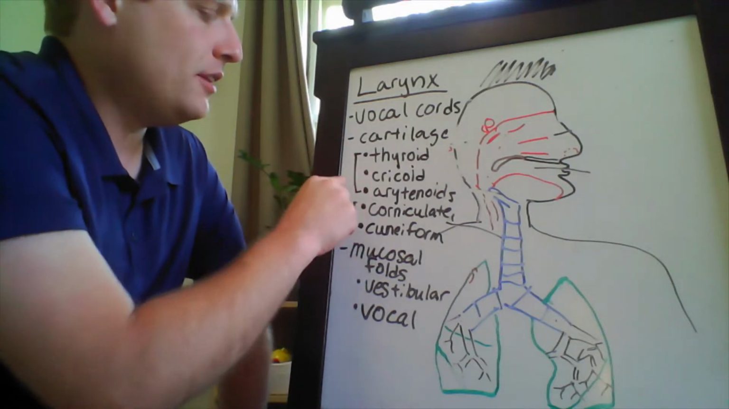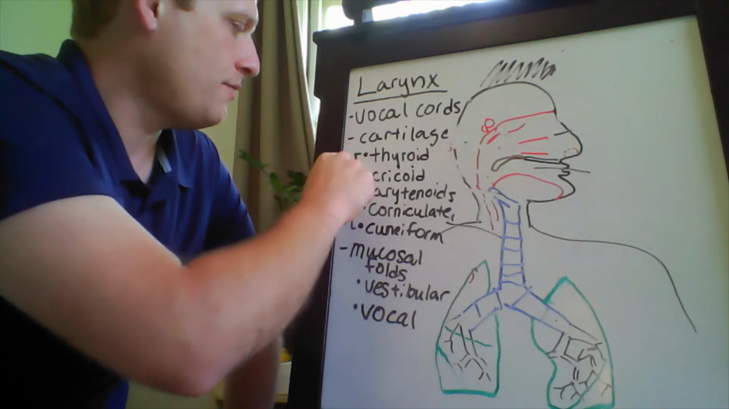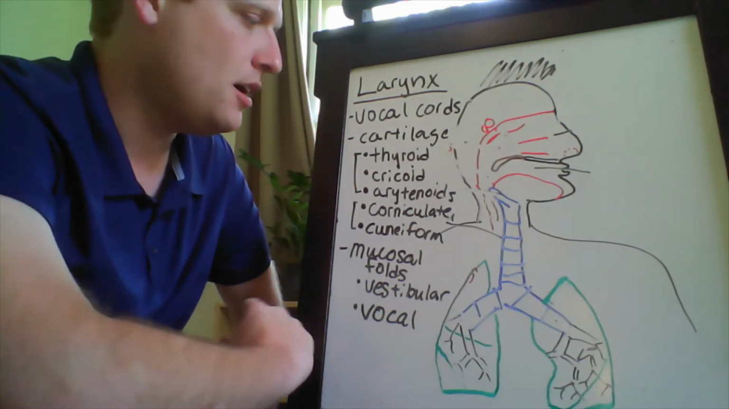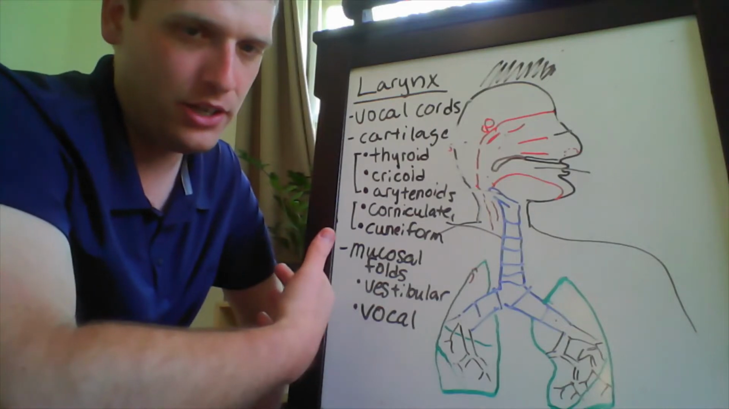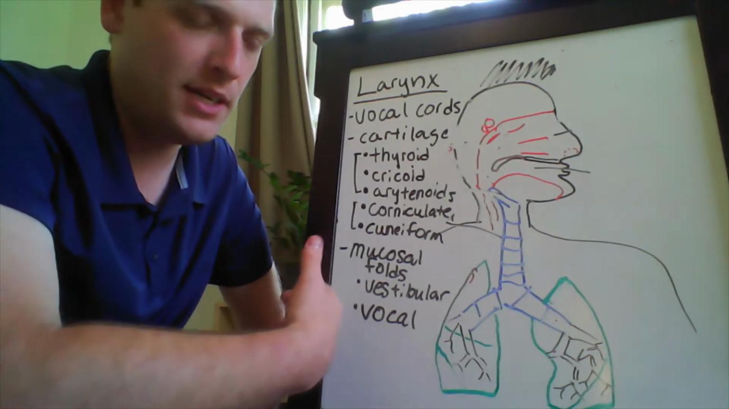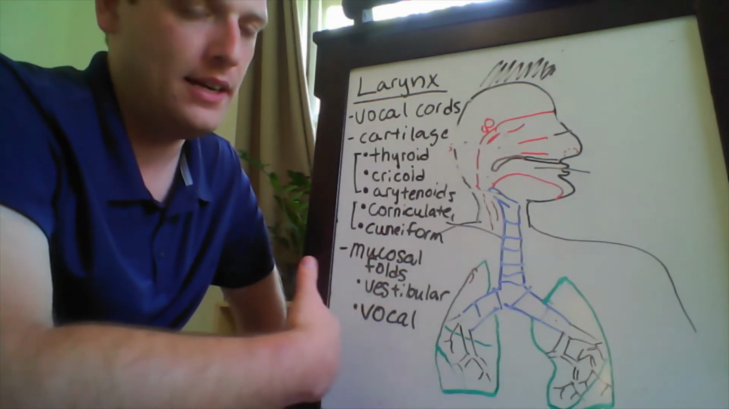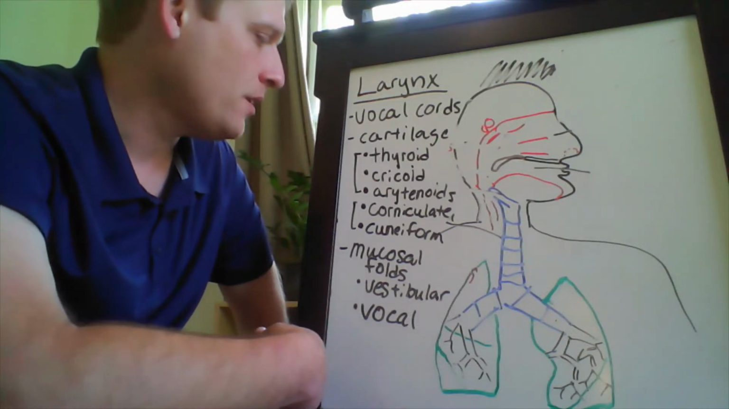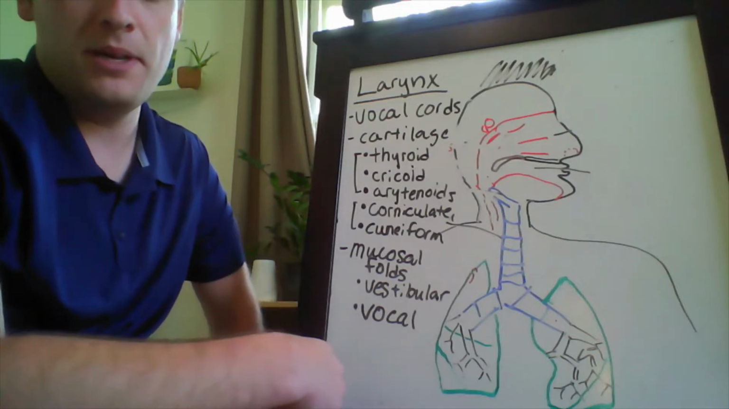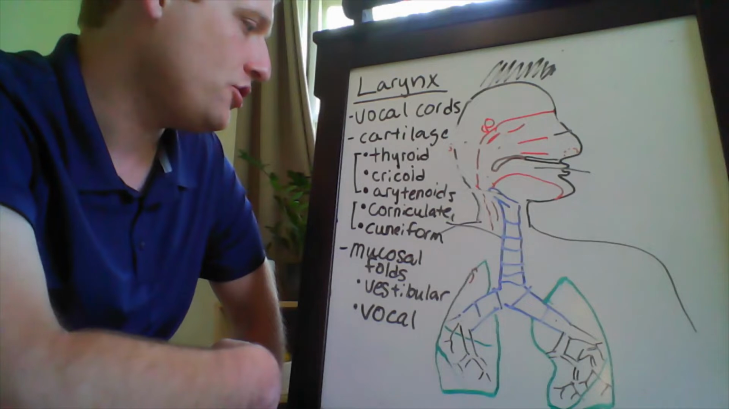I've lumped these together in 2 groups, and basically the reason for that is that the thyroid, cricoid, and most of the arytenoid cartilages are actually hyaline cartilage, which is the type of cartilage that you usually think of being associated with the ends of long bones that protects against friction at a joint. Whereas the corniculate and the cuneiform cartilages are more fibrous, elastic fibrocartilage.